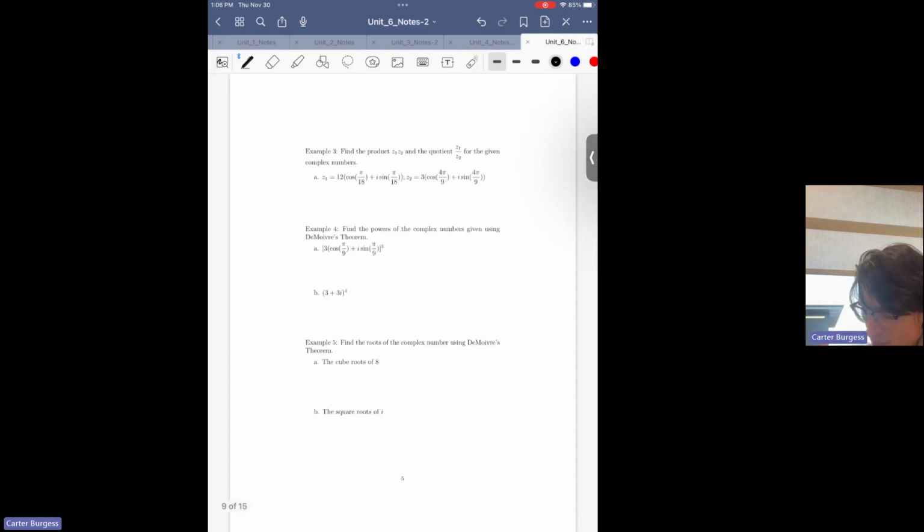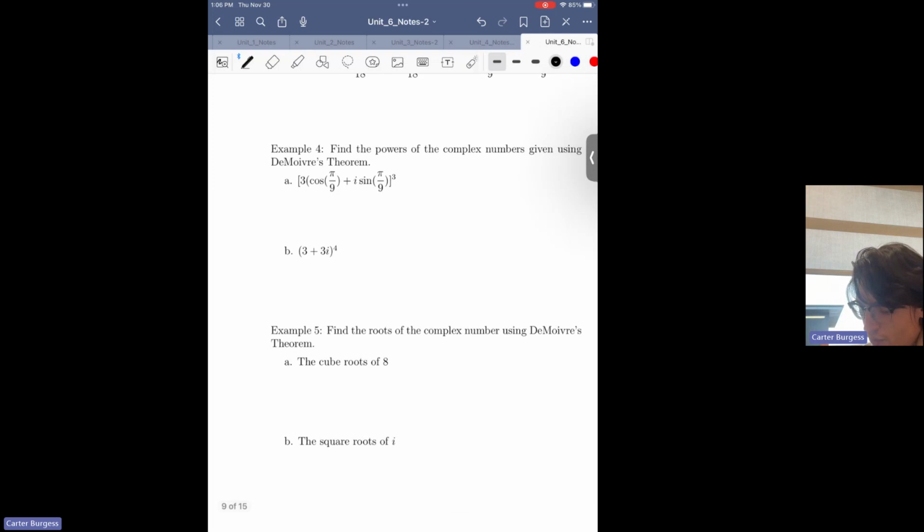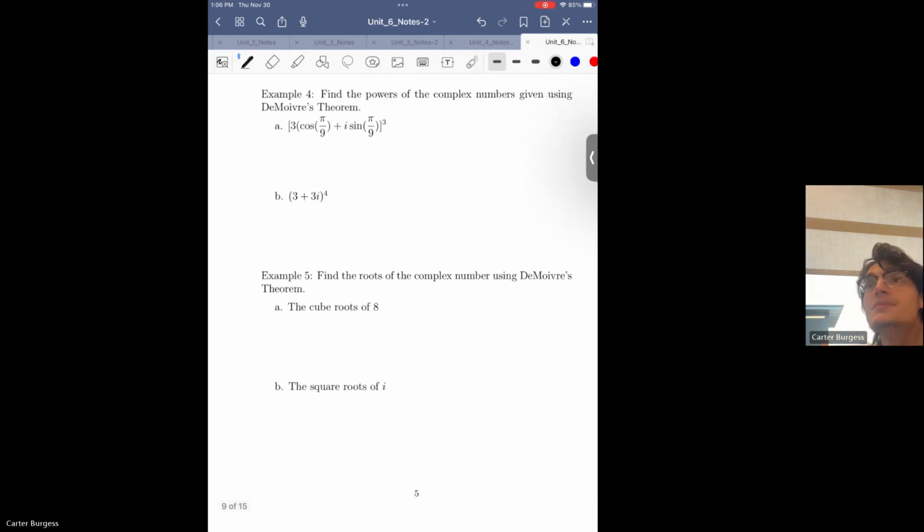So for instance, taking a look at example 4 here, we have some kind of complex number already in polar form. That's fairly convenient, raised to the power of 3. So what in this case for A is our value of R? What is our value of theta? R is 3 and theta is pi over 9.